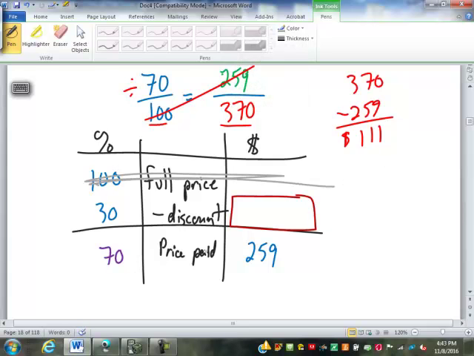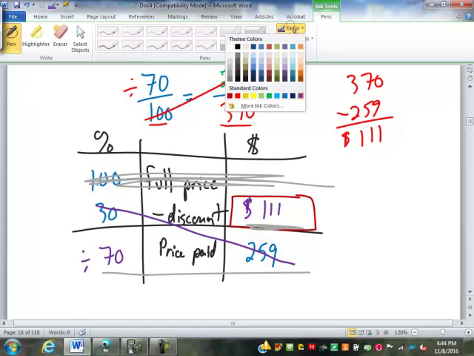Why don't I need it? Well, what I need is two things. I need the line that has what we're looking for. In this case, that's the discount. And we need the line that has both numbers. That's the price paid. We have the 70 and the 259. I could pull them out and make a proportion, or I can just leave them right where they're at and cross multiply and divide right there. These two are diagonal. The 30 and the 259 are diagonal. I multiply those together and divide by the 70, which does give me $111 as my discount.